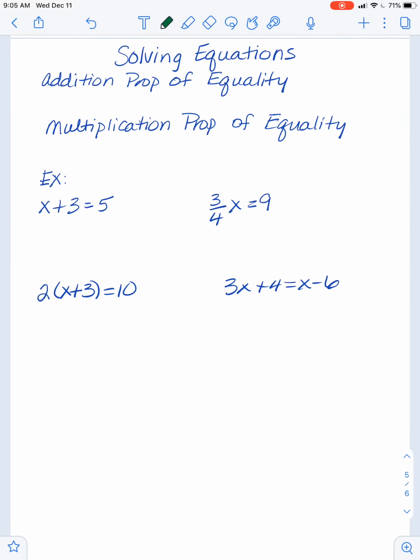Okay, so welcome to this video. We're going to talk about solving equations, and there's two properties in particular that are the main focus of solving equations. And the first one is the addition property of equality.